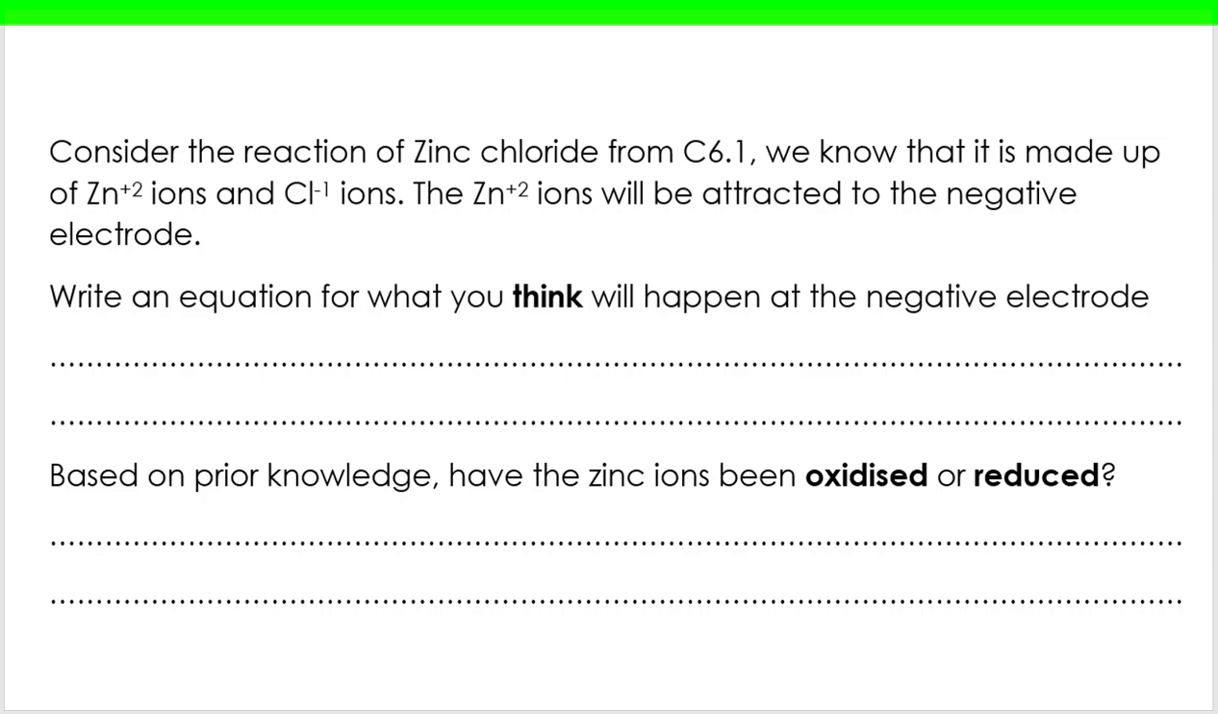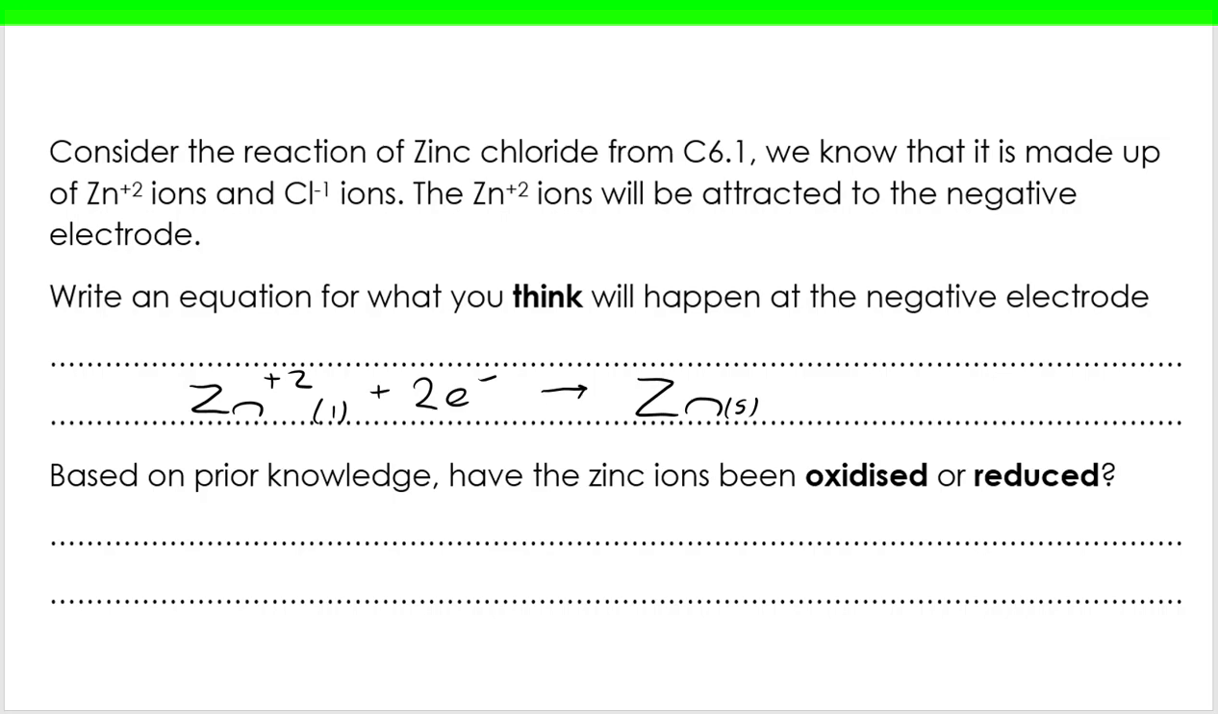Have a think about these questions. So what do we think is going to happen at the negative electrode? Well, we're going to start off with liquid zinc ions, and we know we're going to end up with solid zinc. How are we going to do that? We're going to do that by gaining electrons. How many electrons do we need to gain to go from +2 to 0? We need to gain 2.